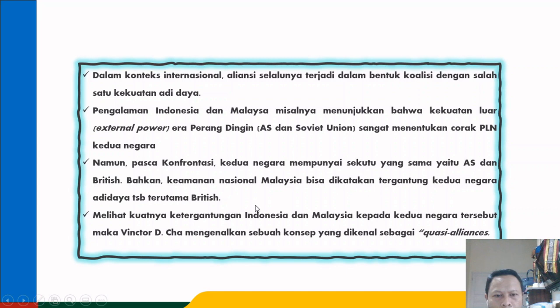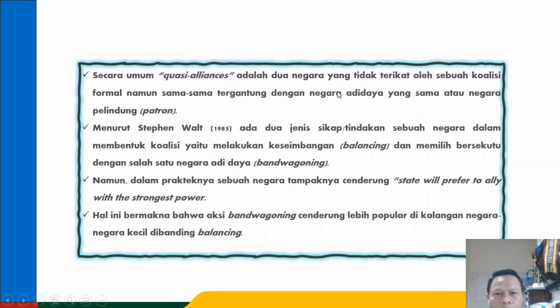Okay, looking at Indonesia and Malaysia, they hugely rely on the major power. Victor Cha introduced the concept that this is a quasi-alliance. Indonesia and Malaysia is a quasi-alliance. What is a quasi-alliance? A quasi-alliance is when two countries have no specific military alliance, but a similar protector, a similar alliance.